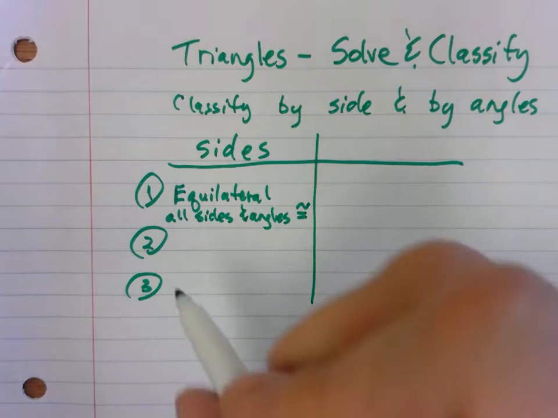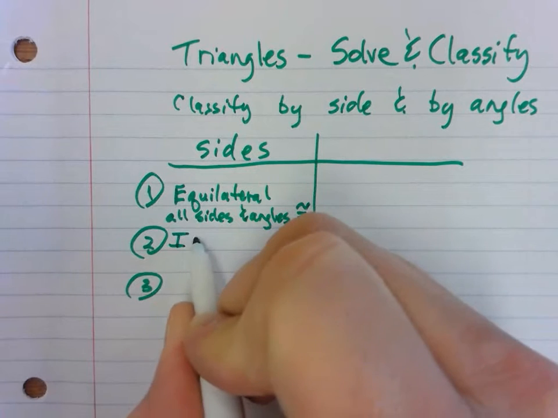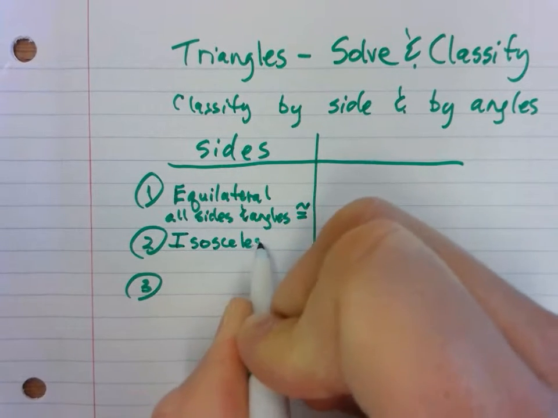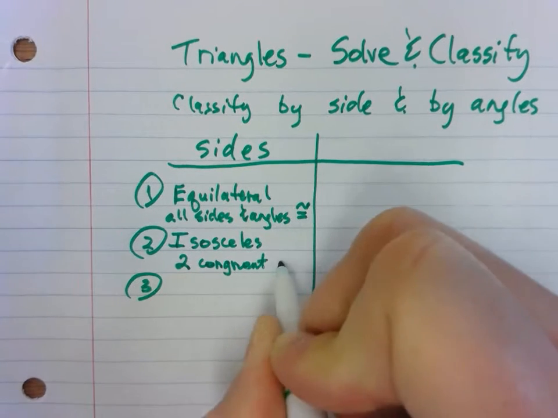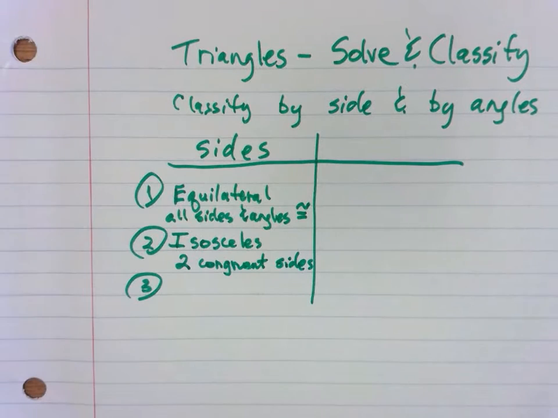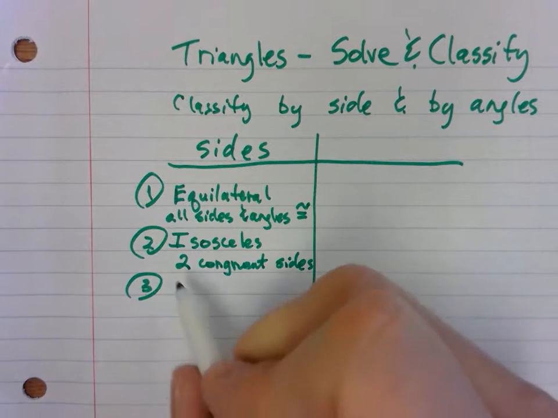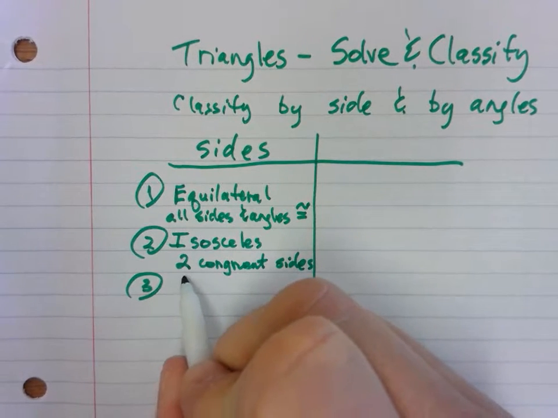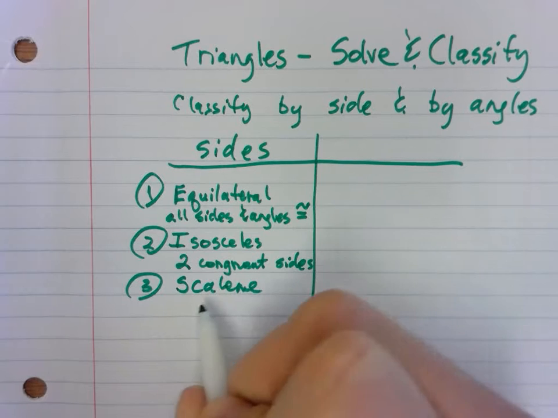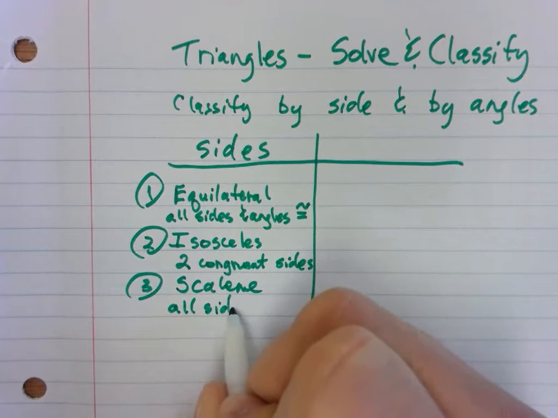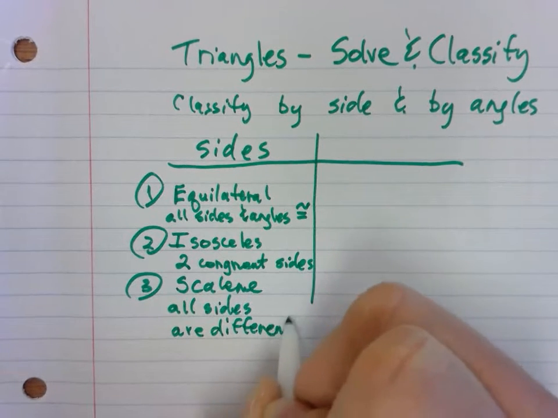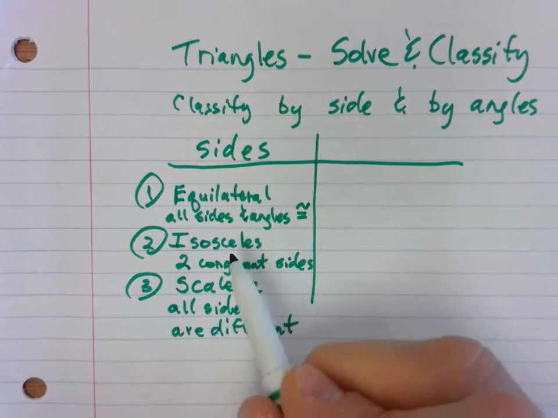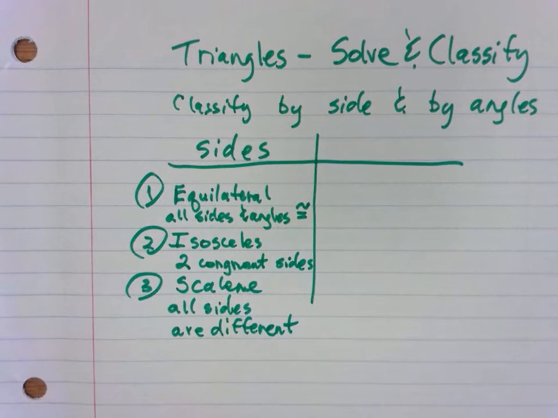Now, if it's got 2 sides that are the same, it is known as isosceles. That is 2 congruent sides. If it's got 2 congruent sides, that also means it'll have 2 congruent angles. And then if all 3 of them are different, none of them are the same, it is known as scalene. All sides are different. So you got equilateral, isosceles, scalene. Those are your 3 choices when you do it by side.